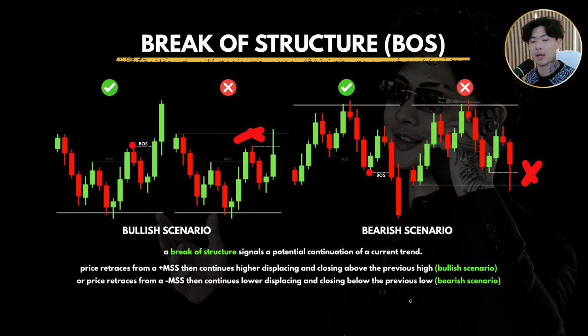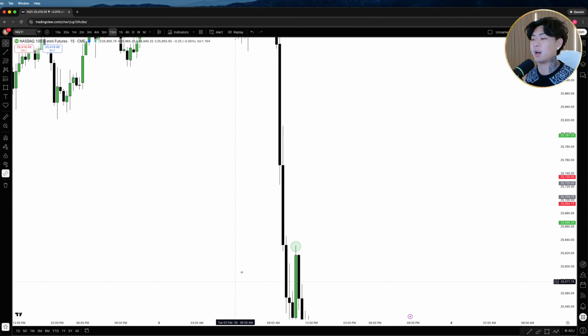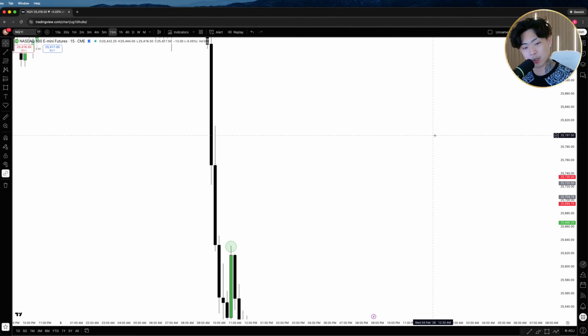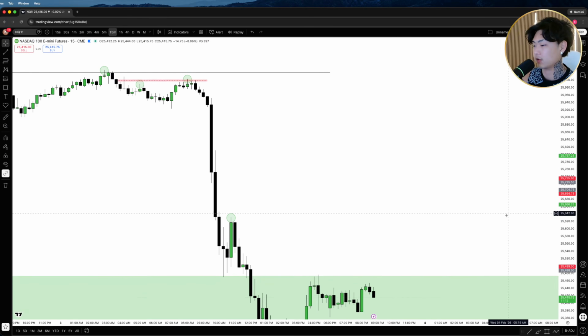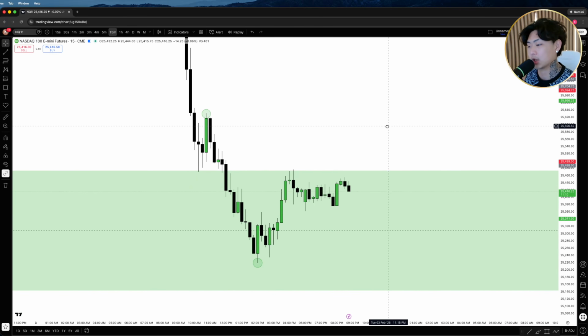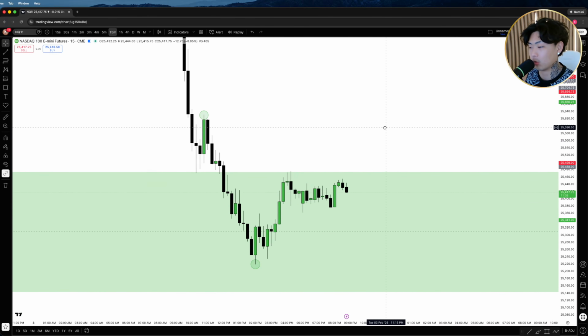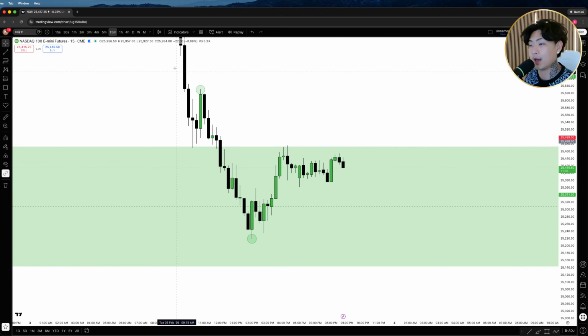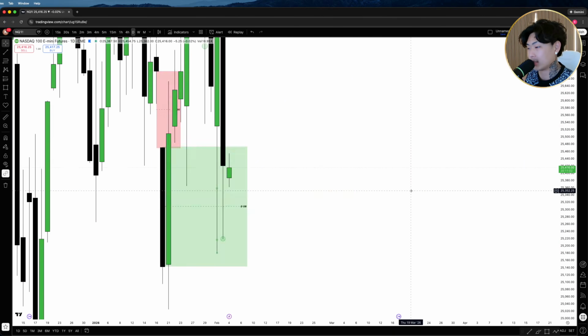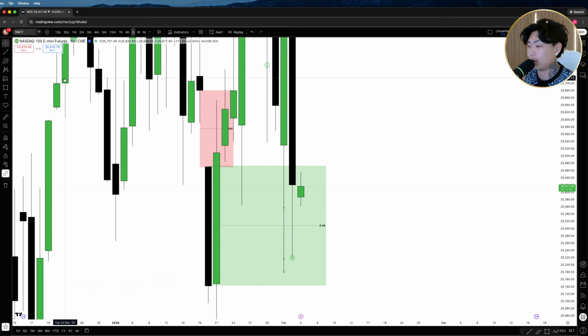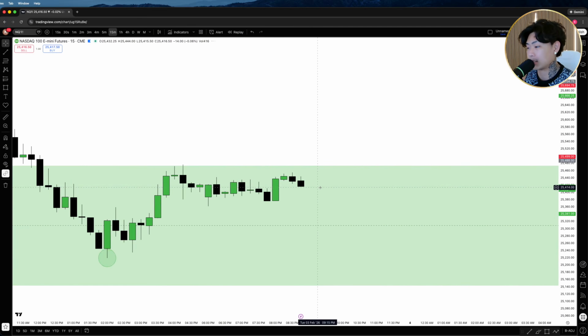So let's go ahead and hop on these charts now. We're going to find an example of a change in the state of delivery, market structure shift, and a break of structure. And you're going to see how cool these concepts all work together. So right as we open our charts here, we're actually seeing a pretty good example of one. So let's go ahead and drop back down to that time frame.